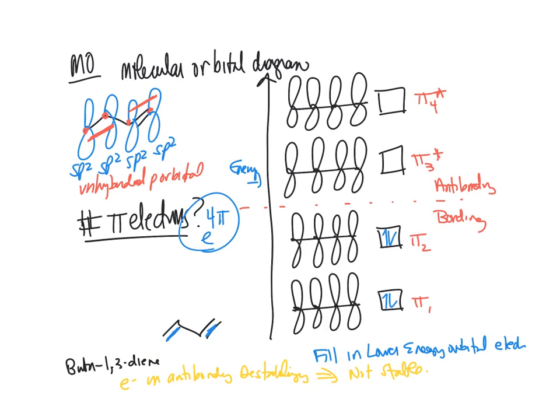And then you would ask, are there any electrons in the anti-bonding orbitals? No. So therefore this is stable. So butadiene is a stable molecule. If we do, so this has UV absorption. So what happens with UV absorption is you have ultraviolet radiation.